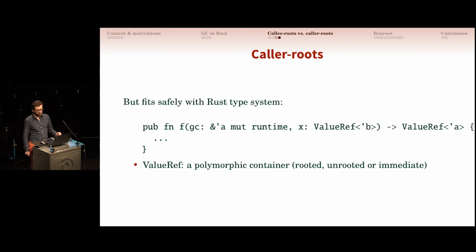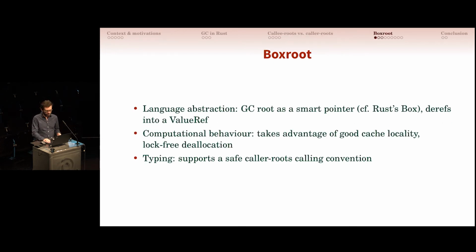And so in the Rust type system, how would a signature look like? First, you have to pass the GC capability that denotes the right to access the OCaml heap. And then you can pass references to values. And value ref is a container which is polymorphic in the way the value is rooted. If it happens to contain a static value or an immutable value, we can use the Rust type system to relax the conditions so that you don't need to root what does not need to be rooted.